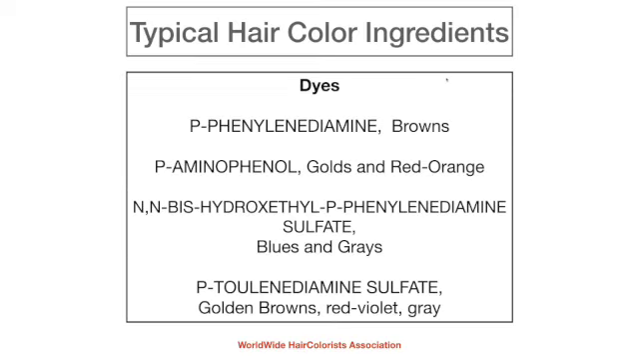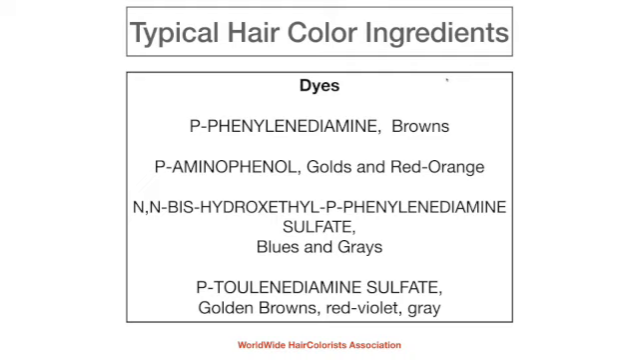First of all, these aren't the only dyes that are used in hair coloring, but these 4 are the most common. And you can see p-phenylenediamine is PPD. That's what generally we know it as. And it's used to create all the different brown colors. And if you dilute it enough, it can become a blonde. However, let's just leave it at that.